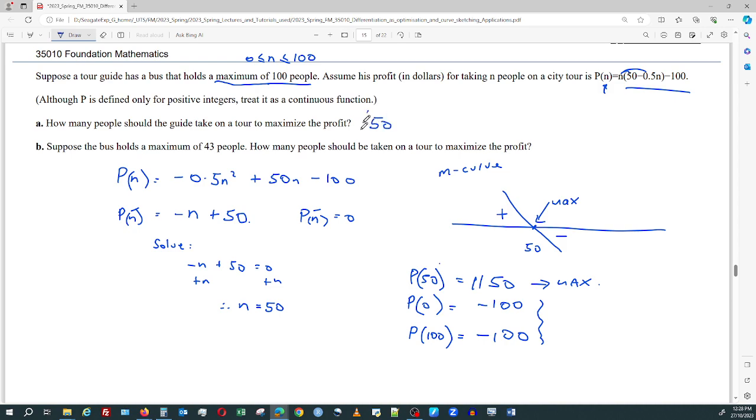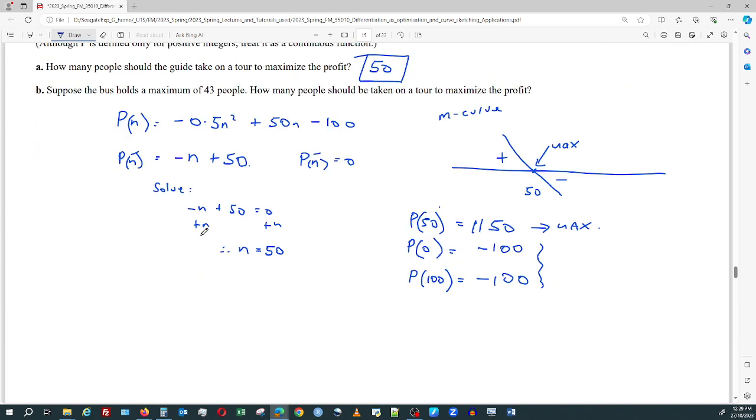Okay, big hint, I think there's a question like this in the final exam. For part B, we want to say, suppose the bus holds a maximum of 43. So in this case, we're modifying the interval. We'll have to do a new calculation, and 43.